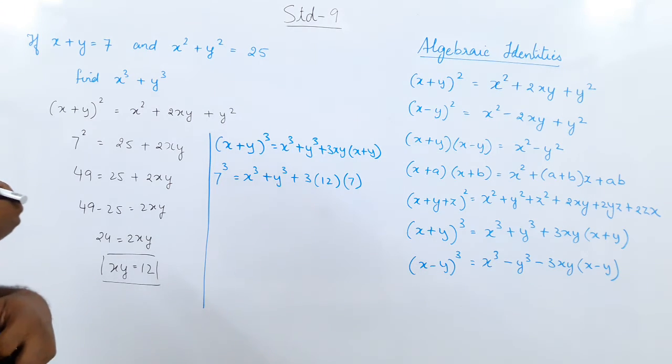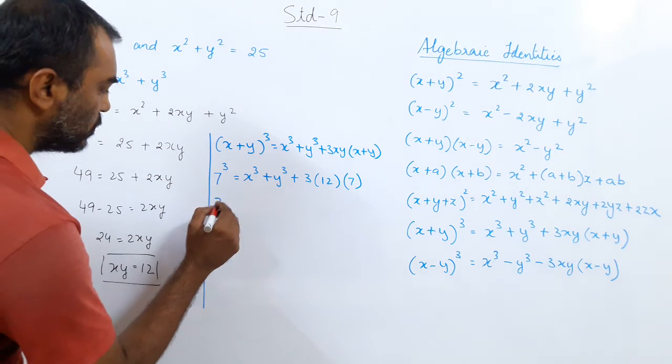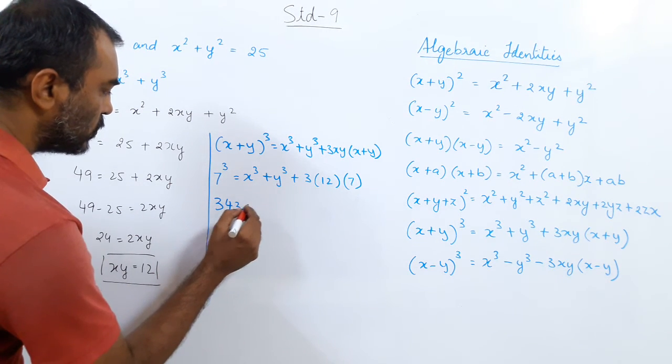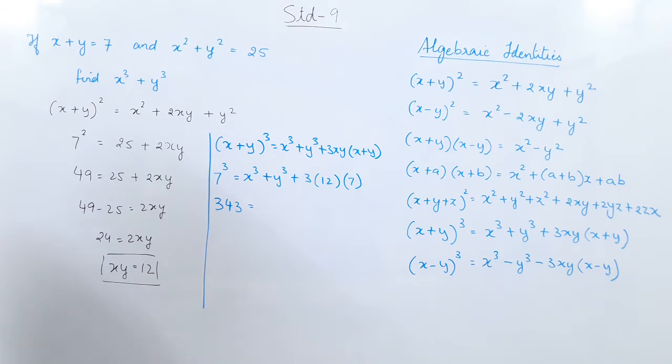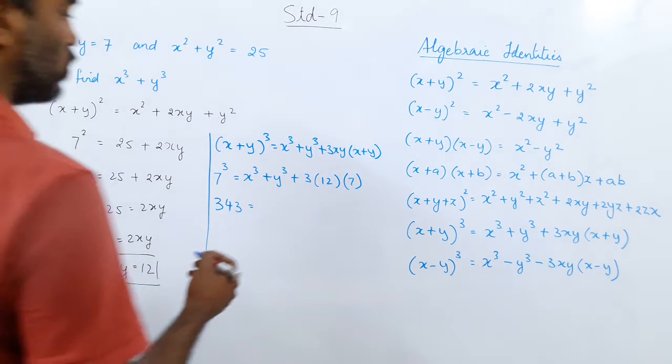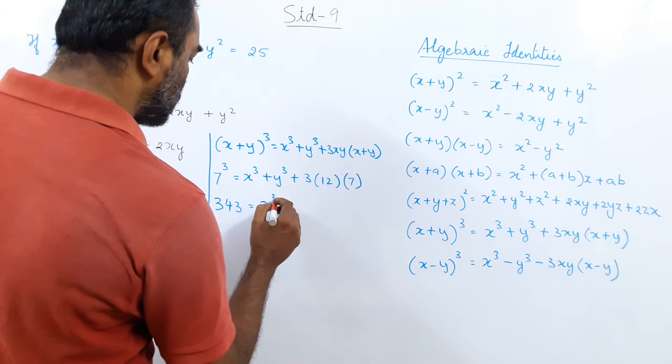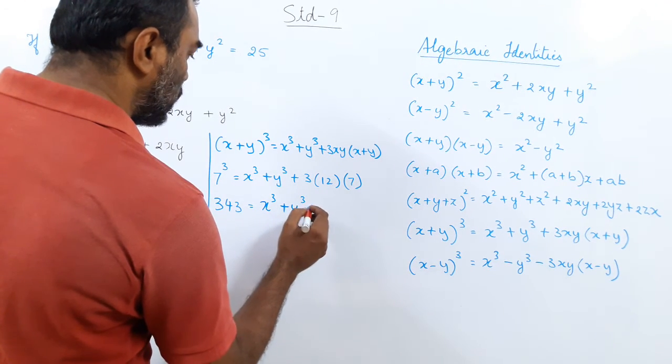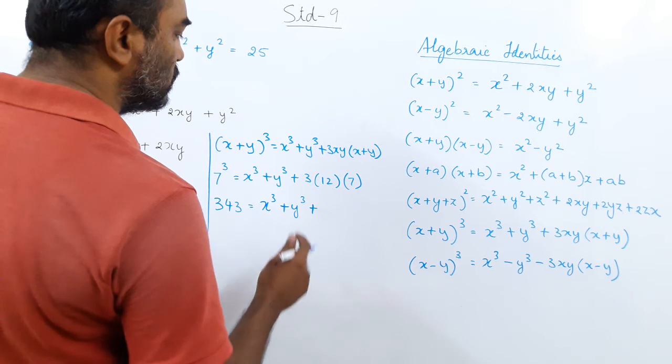Yes, what is 7 cube? 343? Or no? Check it out. What is 7 cube? 343, right? So 7 cube is 343. X cube plus y cube. How much do we get this?